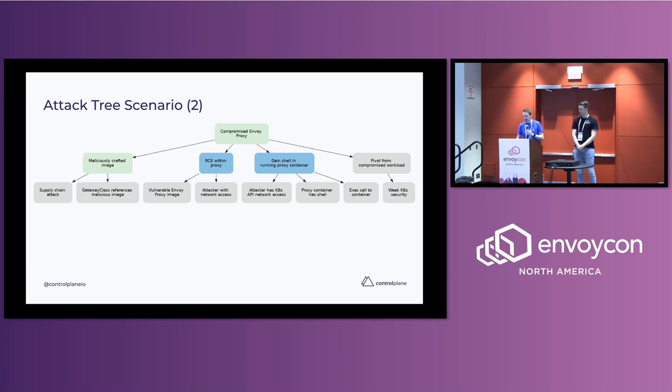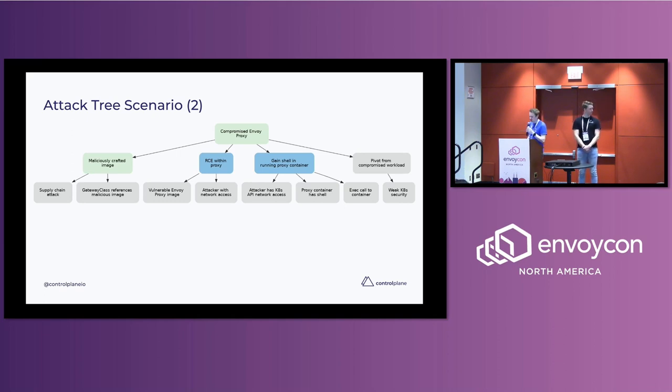So our second attack tree has this as our top node, compromising an Envoy proxy. It's a green OR node, because there are many ways to do this. We could maliciously craft an image. We could do this through a supply chain attack, either in Envoy Gateway or Envoy proxy projects themselves, or we could do a dependency confusion attack or typo squatting, something like that, to trick someone into installing a malicious image. The one that we looked at before on the previous slide was this second node here. So gateway class references malicious image. We'll come back to that in the next slide because we're not done with this tree just yet.